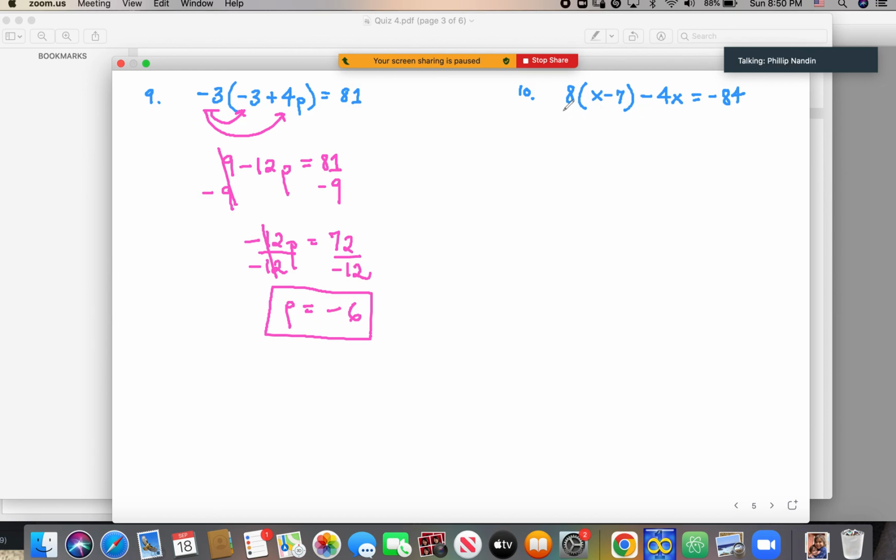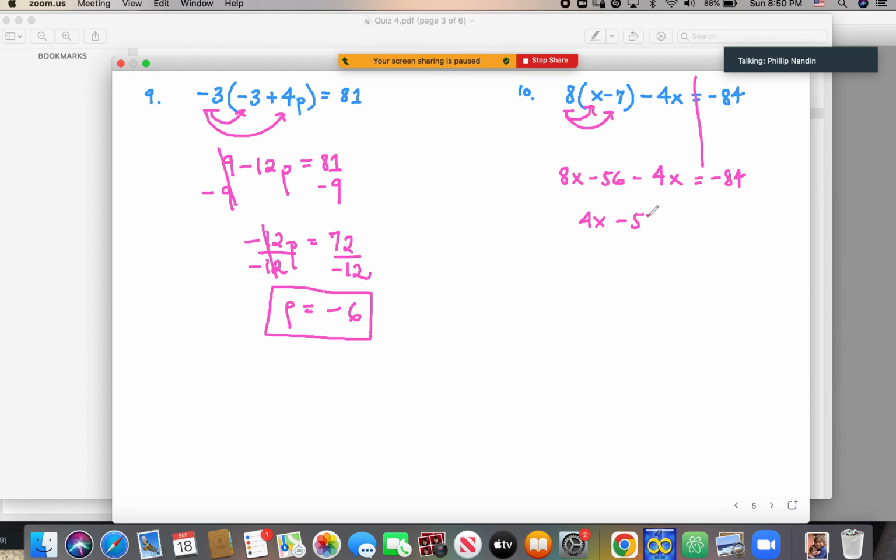Okay. Now, next one. Again, you want to simplify this left-hand side as much as possible. So what you're going to do is first distribute this 8. 8x minus 56. And then the minus 4x just comes down. Equals negative 84. The negative 84 just comes down. And now in this case, you can combine like terms. You have this positive 8x and this negative 4x. They combine to a positive 4x.